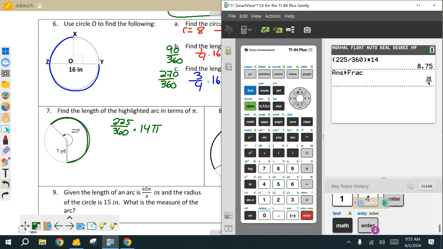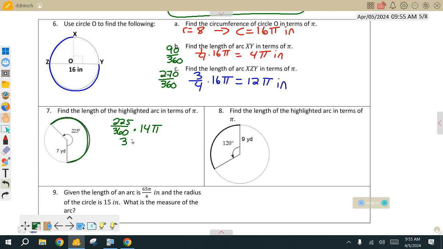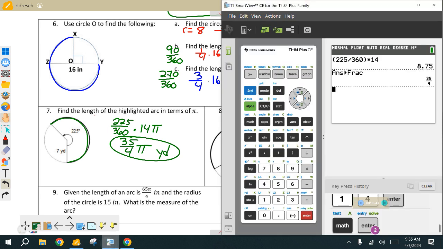Math, enter, enter. Somebody get what? 35 over 4. It's going to look ugly. It is what it is, people. 35 fourths pi. Units are yards. Yards, that's it. Okay, in terms of pi. That's a fraction of that circle. 8.75 pi, or 35 over 4 pi. Preferably we'd use a fraction.